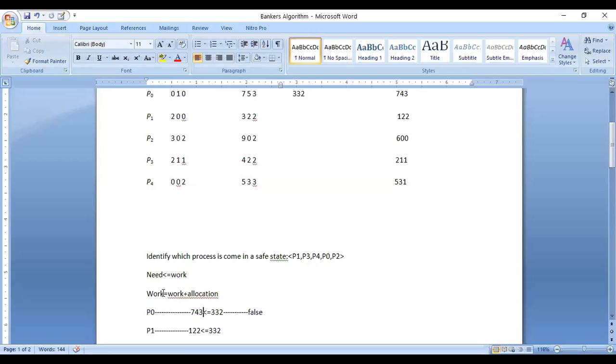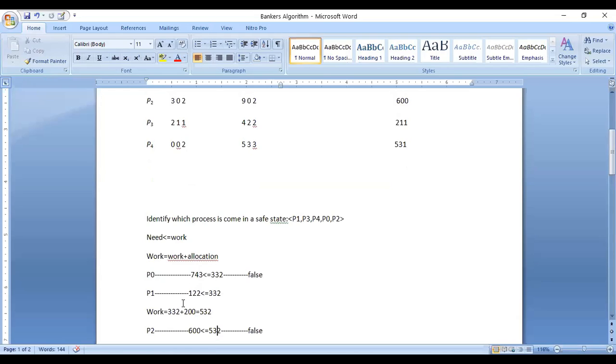You have to calculate work is equal to work plus allocation. So the present work is 332 plus the allocation of P1. This is the allocation, that is 200, the allocated resources for P1. So we have to add 332 plus 200. That is 532.